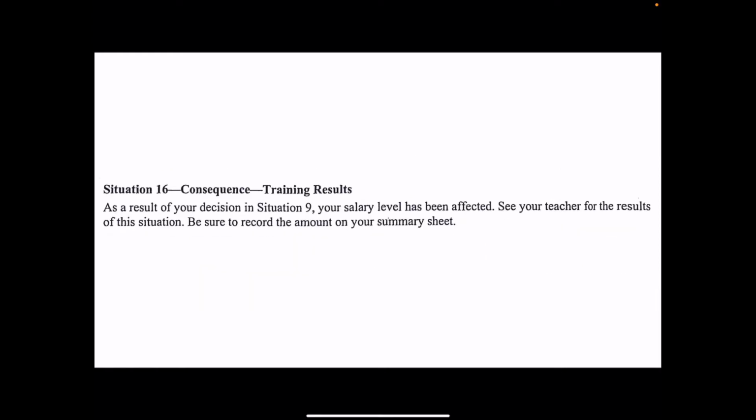Situation 16 is a consequence. It is training results as a result of your decision in situation 9. So if you look at situation 9, you had a couple of choices back then. For example, A was obtain advanced training in your chosen career, B is obtain training in another career, and C is no training. So it says, according to your decision in 9, your salary level has been affected. And I'm going to give you the results here.